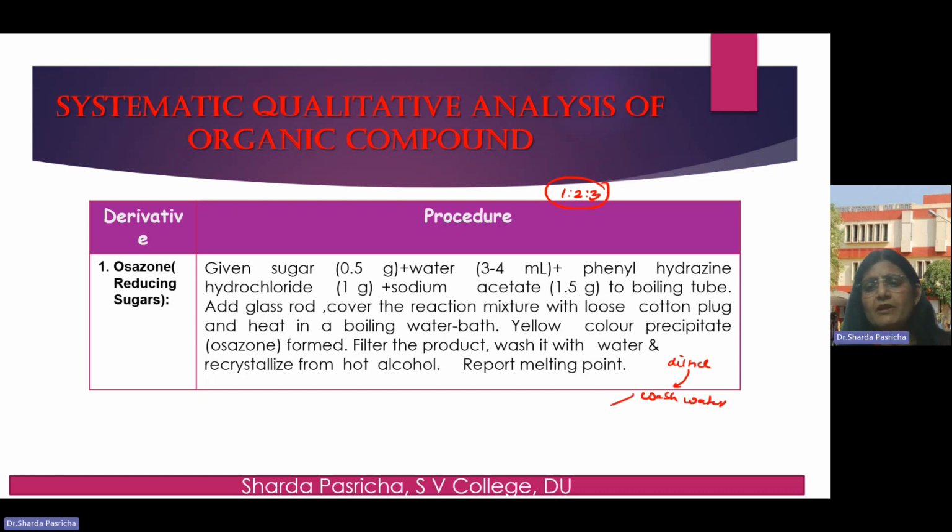What it does is the washing with dilute HCl will remove any unreacted phenylhydrazine from your osazone precipitate, and so it will be practically pure to take the melting point. Let us understand the chemistry of this test.